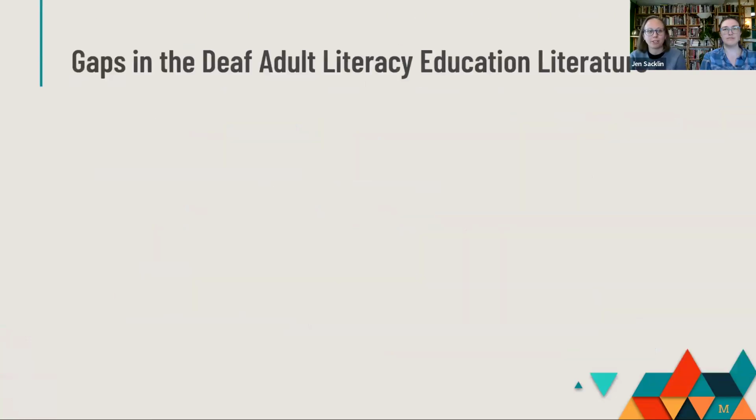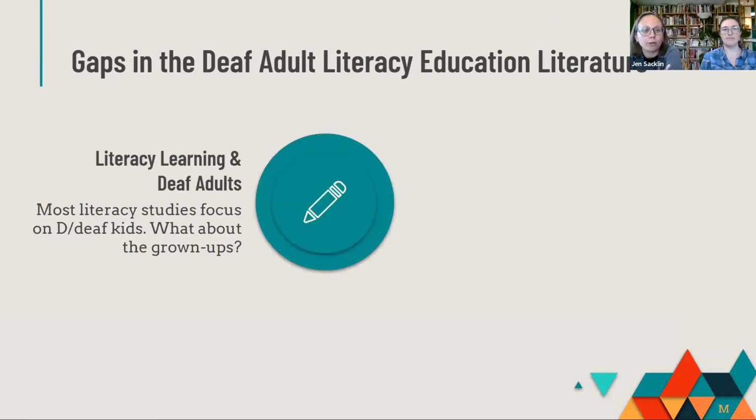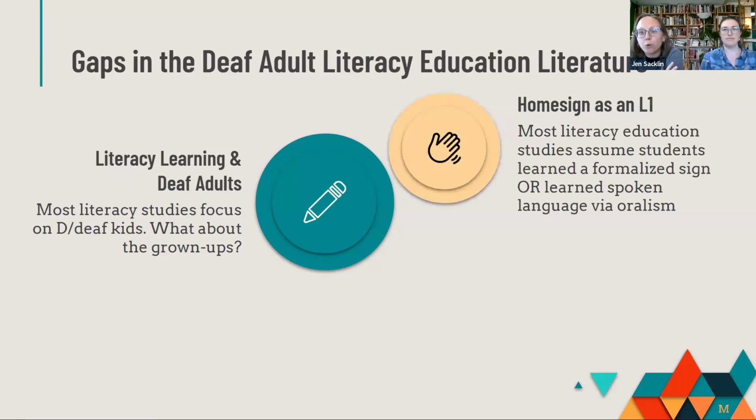As we were coming together, we really noticed that there were a couple of places that we particularly wanted to know more. First, we wanted more information about literacy learning and deaf adults. Of all of the studies that we encountered, we only found one that focused on adults. Every other study focused on kids. We also wanted to know more about working with individuals whose L1 is home sign. Everything that we read so far really focused on individuals who had had some form of standardized sign or had been oral at some point in their lives.